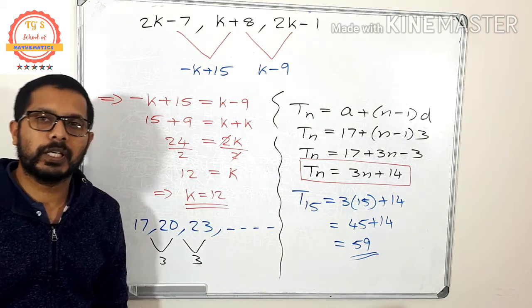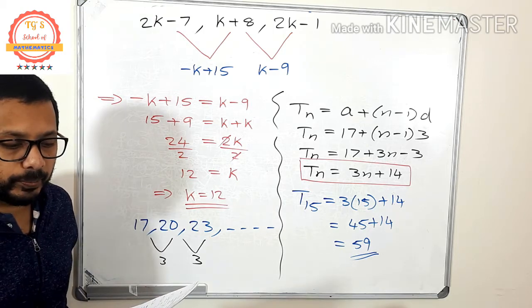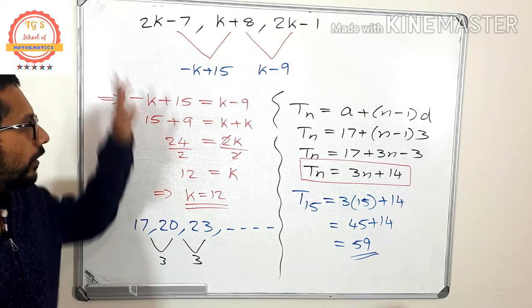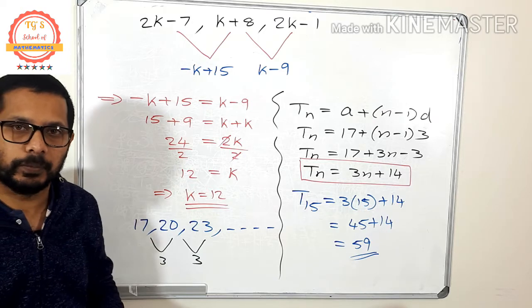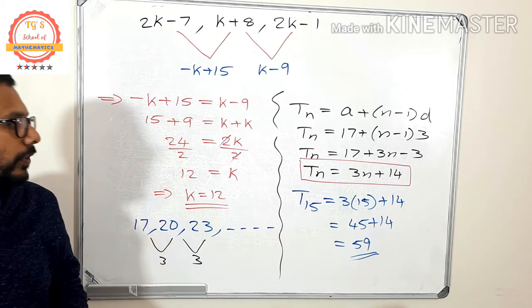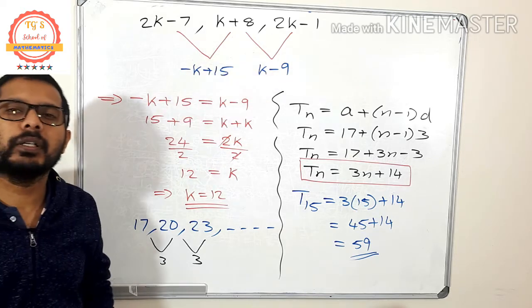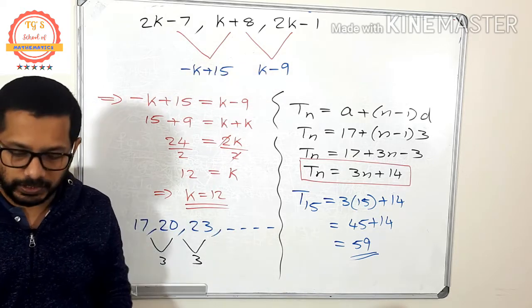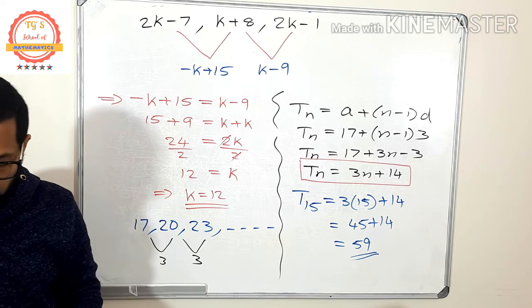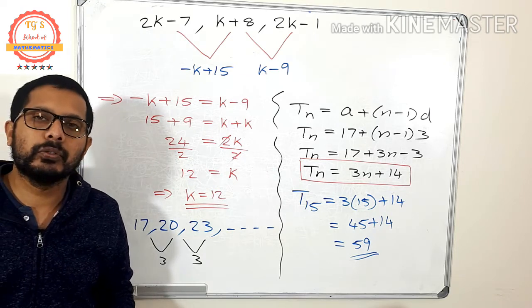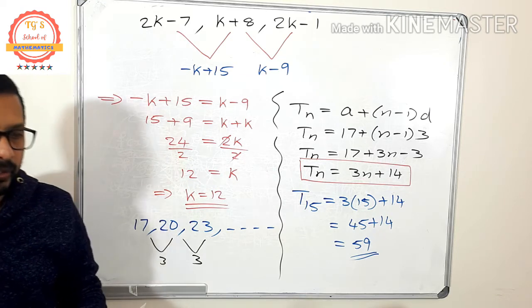How many marks for that question? Look at the question paper. It's 5 marks. That's why you have to do all these steps. Okay. So the 15th term of that sequence 2k minus 7, k plus 8, 2k minus 1, etc. is 59. Okay. Now let's go to the next question, 2.2.2.